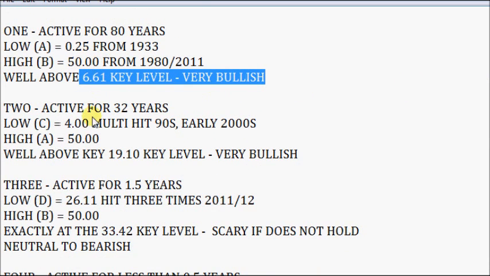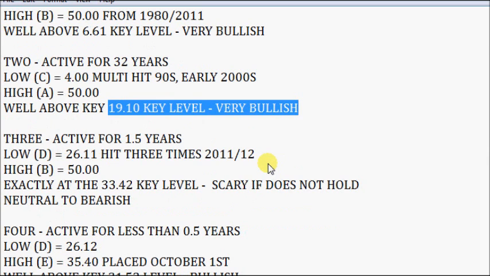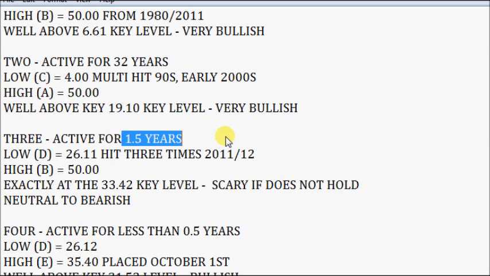Number two, so we've got the same high, but the low has changed. That's a multiple-hit low of around $4. It hit multiple times. Even though it went to 3.55, we'll just use 4. Okay, so it's well above the key 19 level, so again, it's very bullish. Number three, this is active for a year and a half.